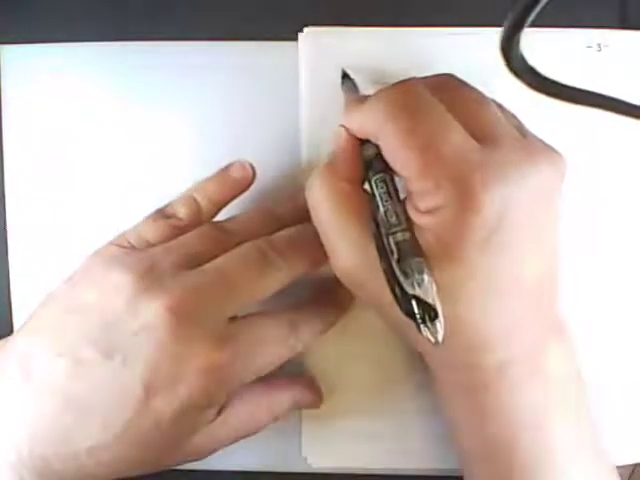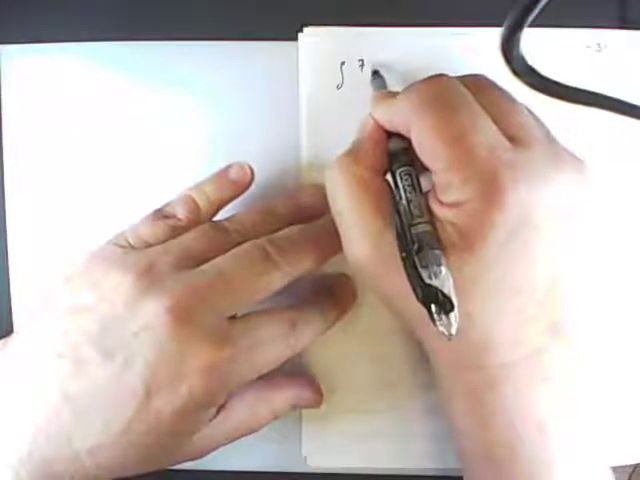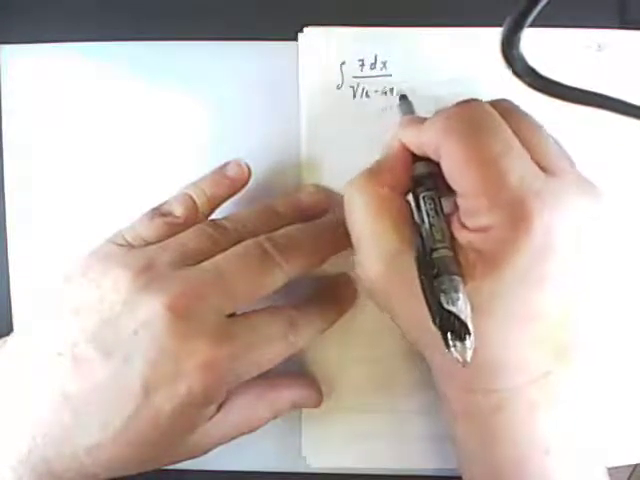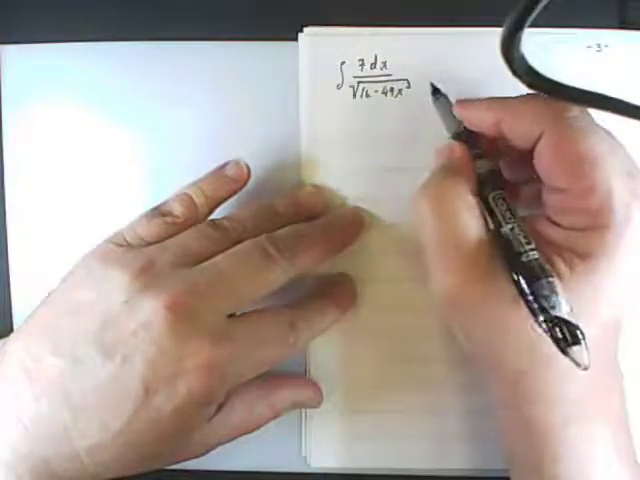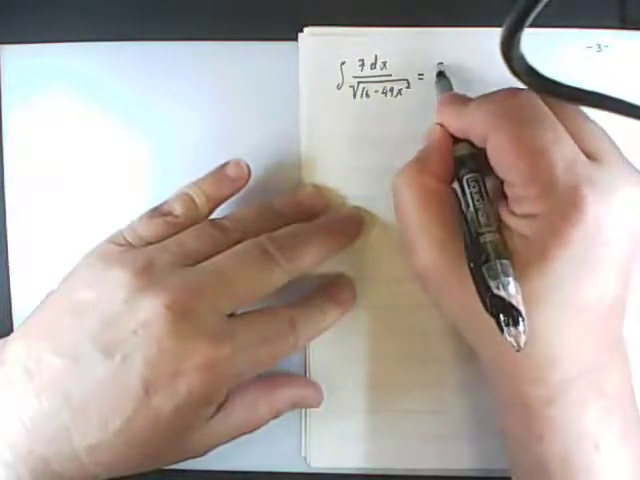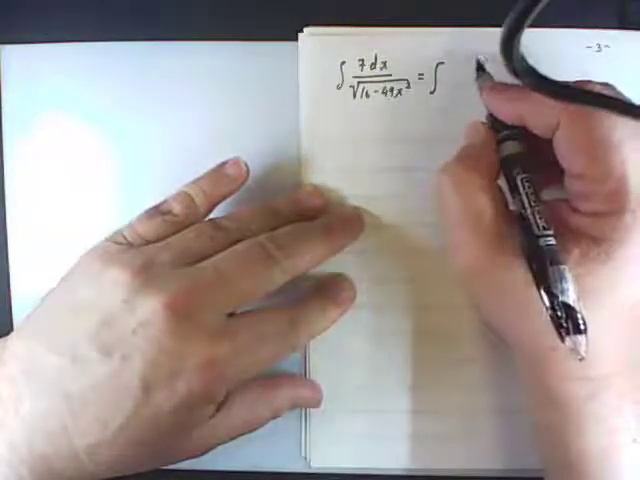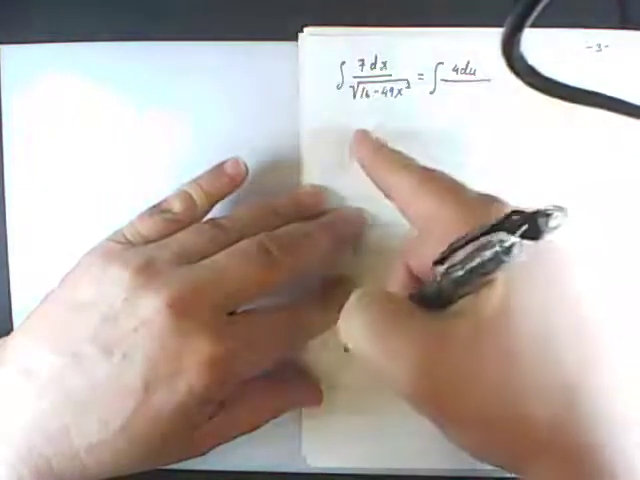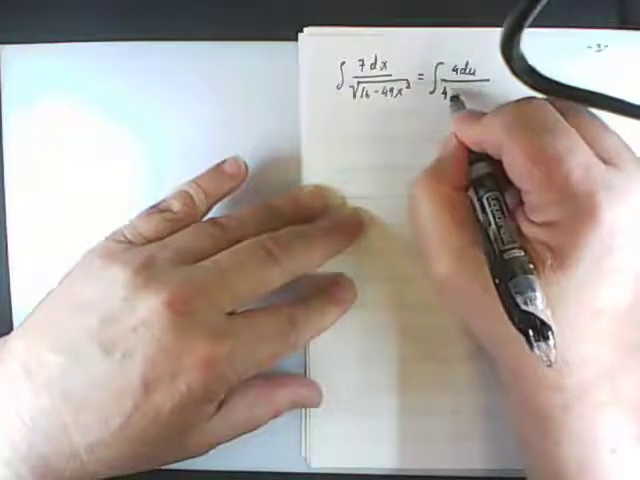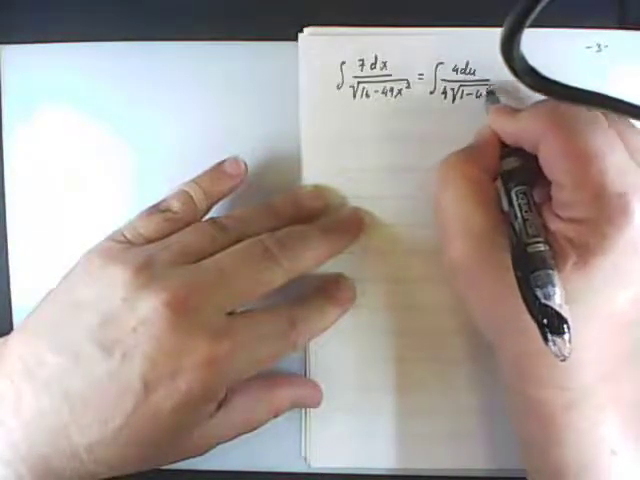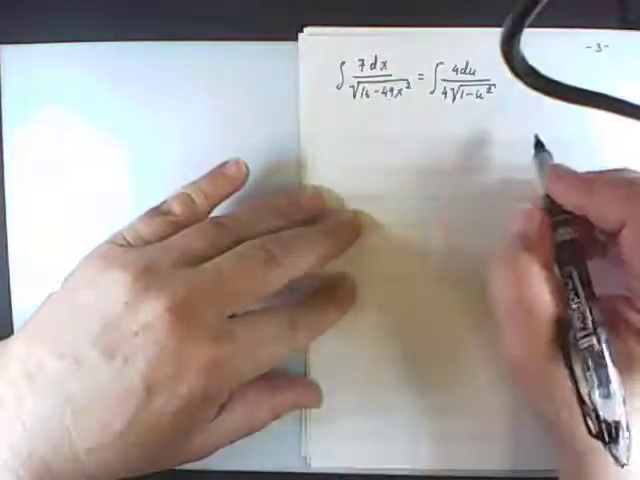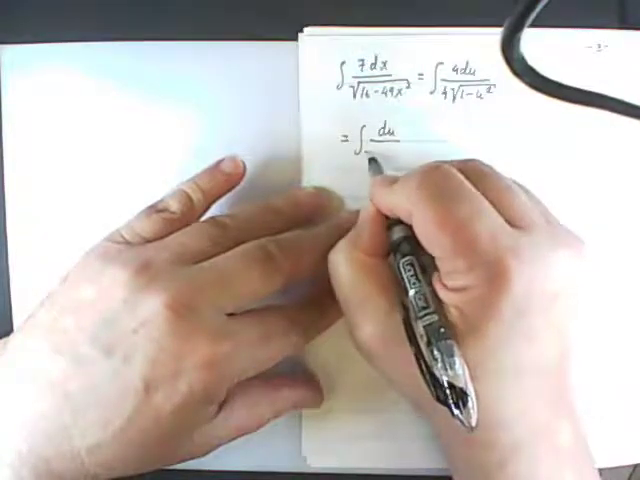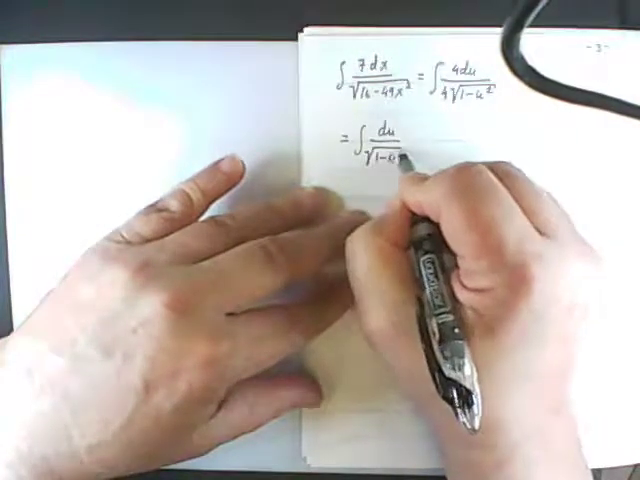Okay guys, here's where we are. The integral of 7 dx divided by the square root of 16 minus 49x squared equals, after all of that, the integral of 7 dx, which we established is 4 du, and the radical, we just looked at it, is 4 times the square root of 1 minus u squared. The 4 and the 4 cancel each other, so now we have the integral of du divided by the square root of 1 minus u squared. Travis, back to you.